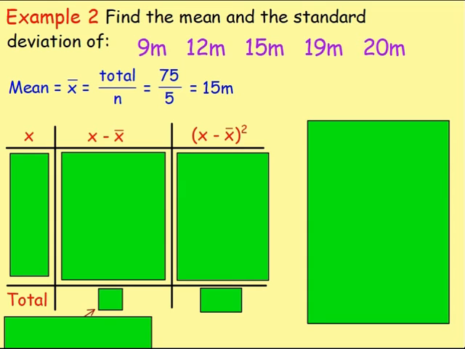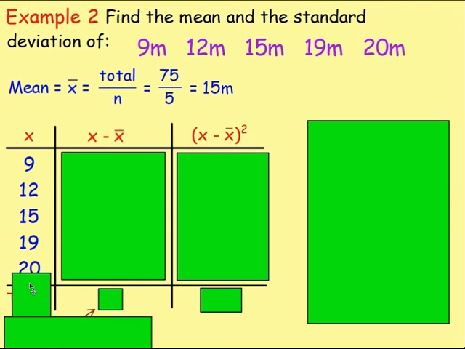After that, we need to think about that table where we've got x minus x bar, and x minus x bar all squared. So x represents each individual piece of data. So x will represent these 5 numbers here. So x is going to be the 9, the 12, the 15, the 19, and the 20. You can put them in any order you like, but they are in numerical order here.